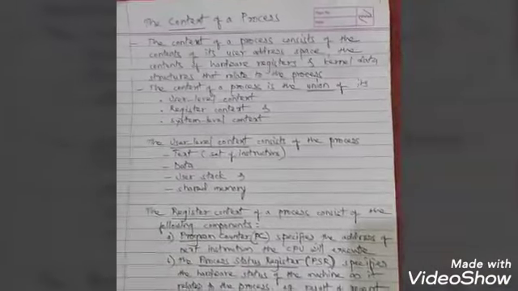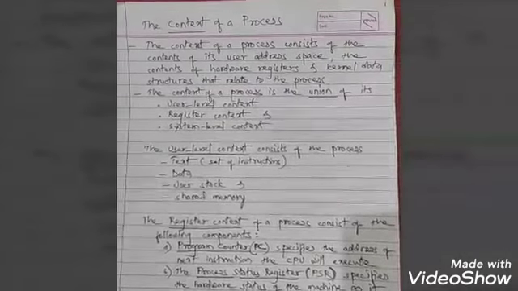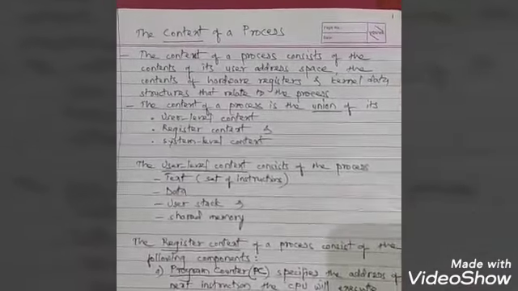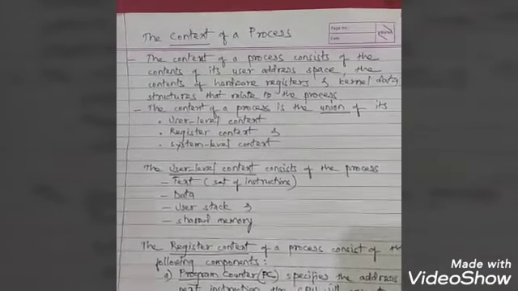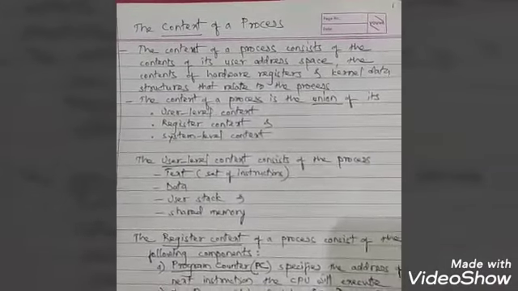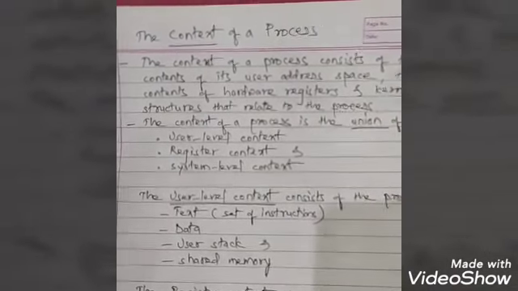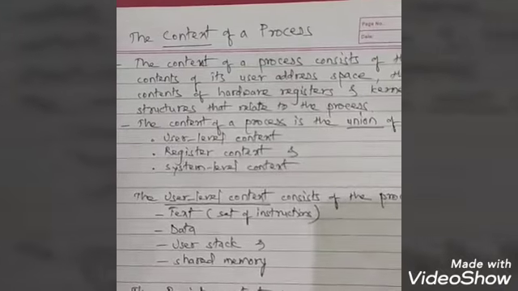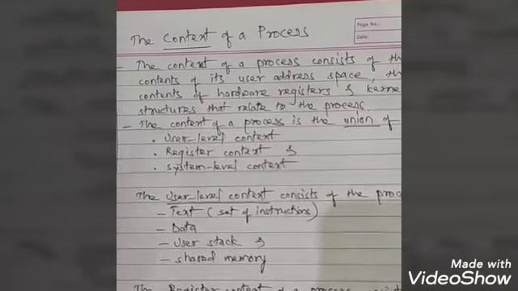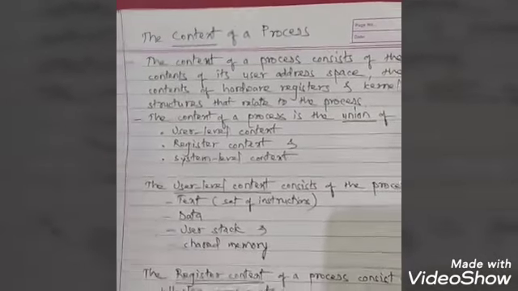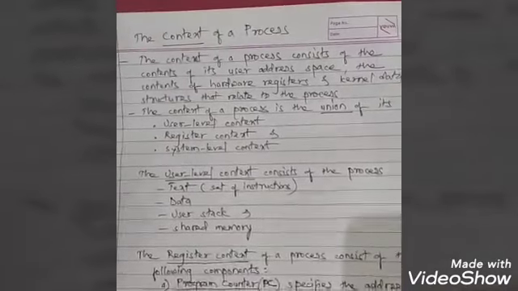The context of a process consists of the contents of its user address space, the contents of the hardware register, and the kernel data structure that is related to the process. In simple words, we can say the context of a process is the union of three parts. It is the union of the user level context, register context, and the system level context. Let us consider these three parts in detail.